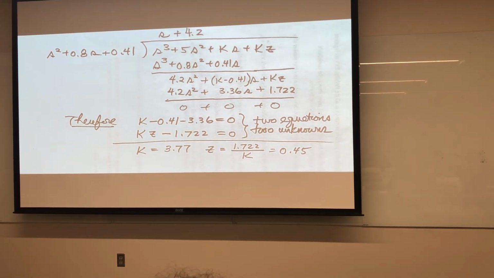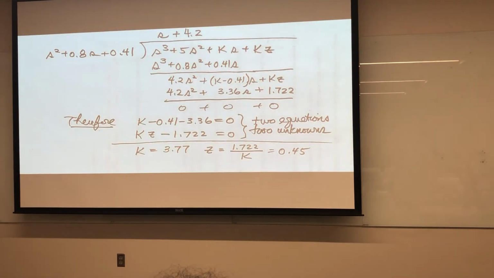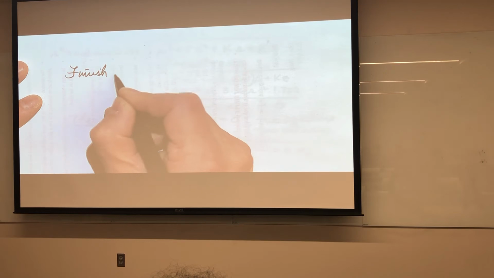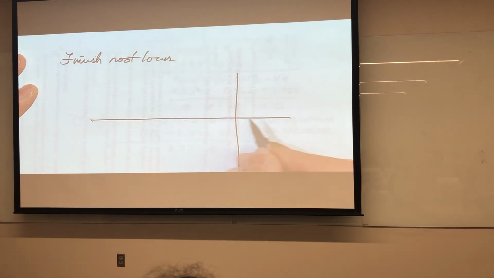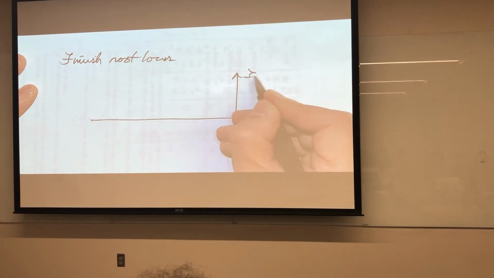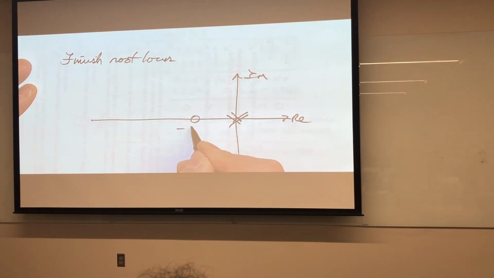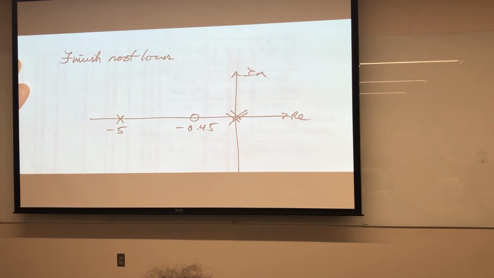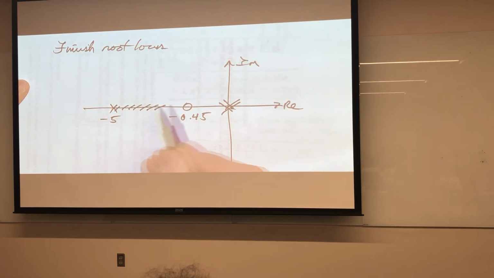Let's take a look at our root locus diagram. It says that this number should be 0.45. Okay, so let's do the finished root locus. Real and imaginary. Here are the plant poles. Minus 0.45, minus 5. Okay? And now we know everything. We should be able to do a more accurate root locus now.